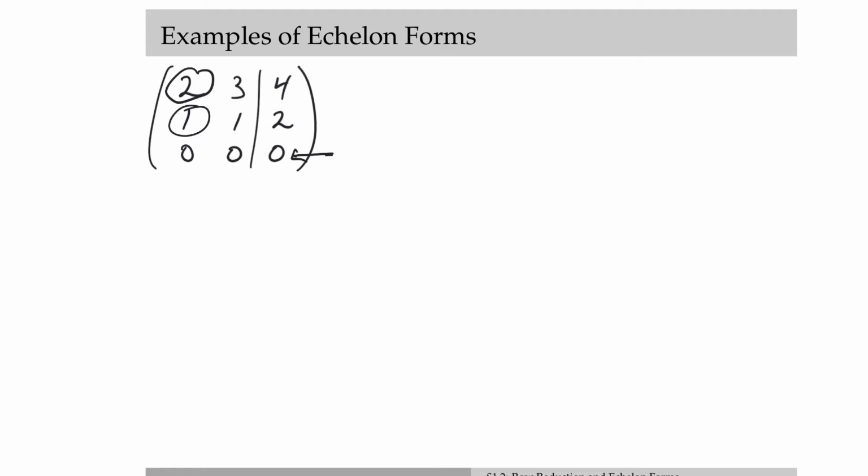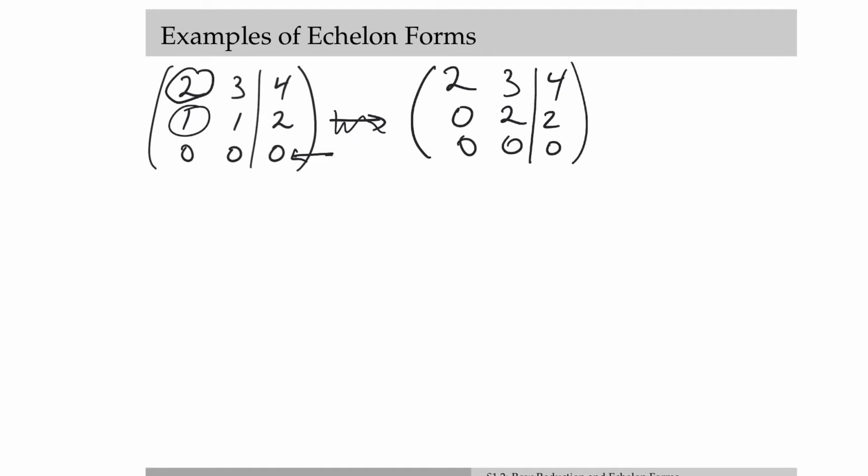Let's just give another example. Let's say I had 2, 3, 4, 0, 2, 2, 0, 0, 0. Is this in row echelon form? All right. Leading entries, we identify those. Do they stair step down? Well, they certainly do. And they only have zeros beneath the leading entries. Well, yes. So this is in row echelon form.